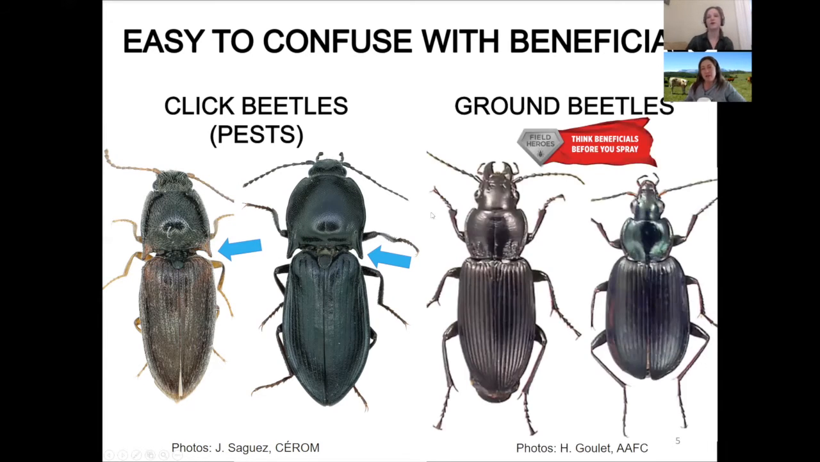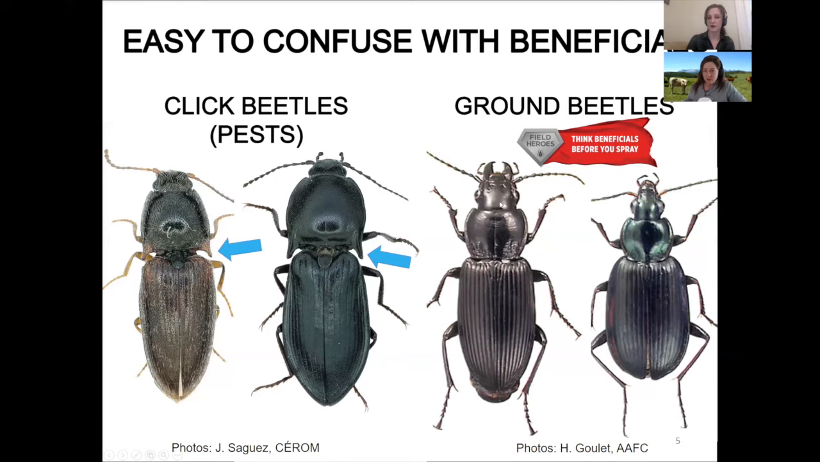And you look at ground beetles, these are beneficial predators. They cycle nutrients, they'll eat weed seeds. These are good guys. And we call them field heroes. And you'll see that they don't have those points on the shoulders. They'll also have a different body shape. So some of them, like click beetles, are usually kind of bullet shaped. Mm-hmm. And this ground beetle is a little bit bullet shaped, but this one here has a bigger abdomen. So even though these are all kind of dark colored, shiny beetles, they're different.